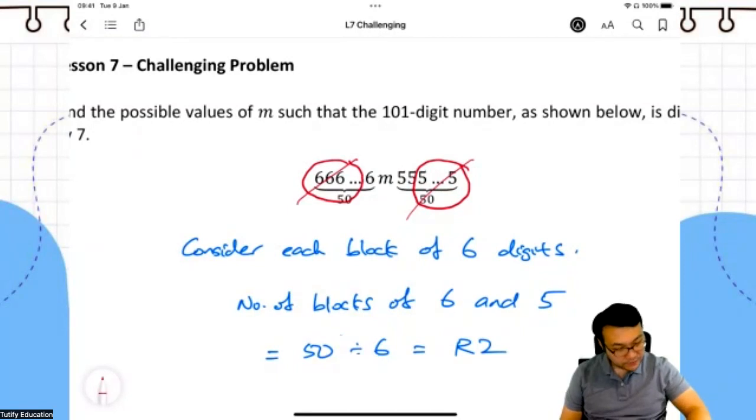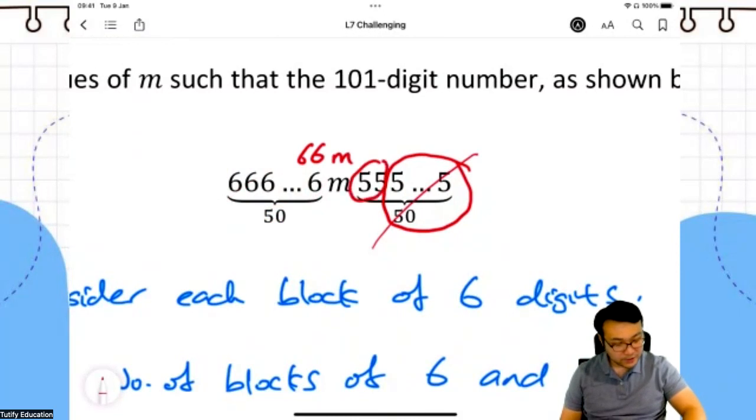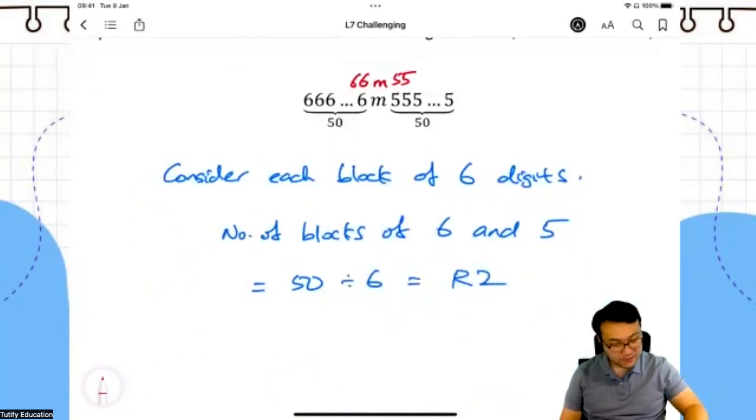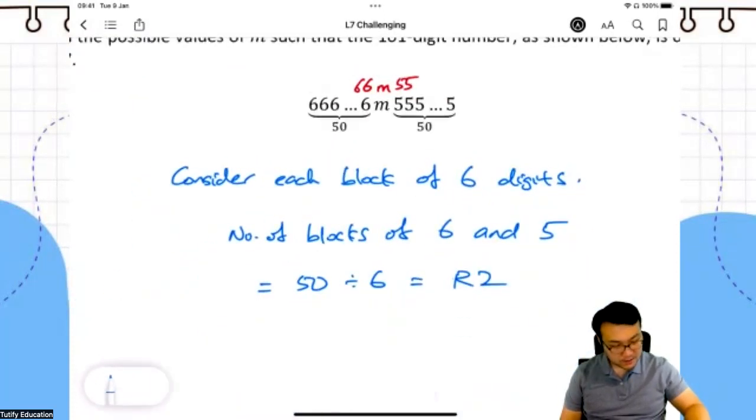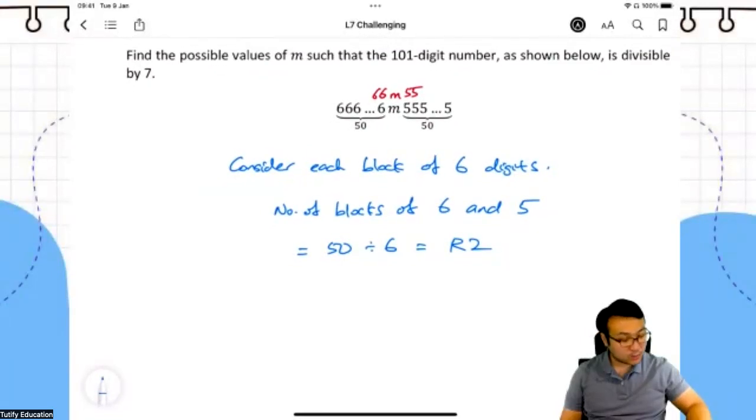So what are we left with in the middle? How many 6s are we left with in the middle? Because 48 of them are already gone. So we are left with 2 6s and 2 5s because the remainder is 2. We are left with 2 6s and 2 5s that are the odd ones out. They are not part of a group.